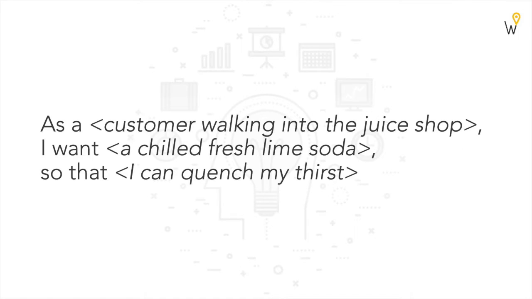For example, if you're running a fresh juice shop, your primary user story would be, as a customer walking into the juice shop, I want a chilled fresh lime soda so that I can quench my thirst. But I've found two issues with this user story format.